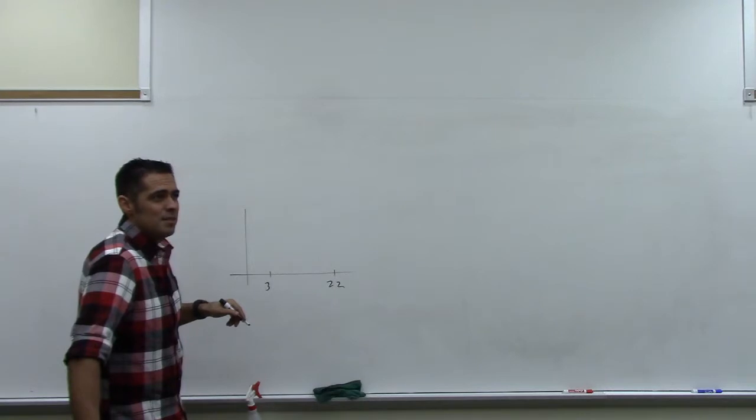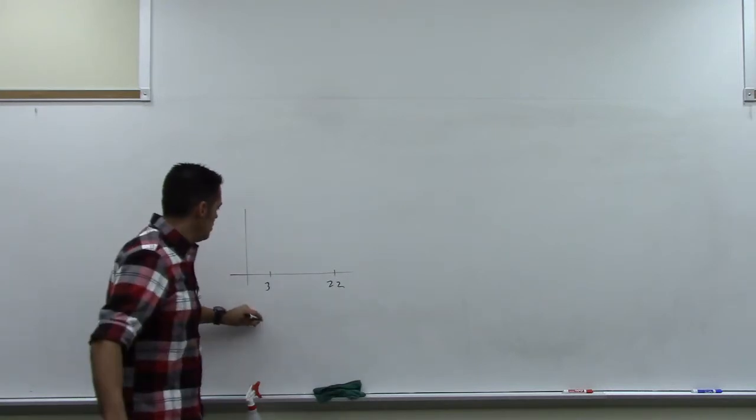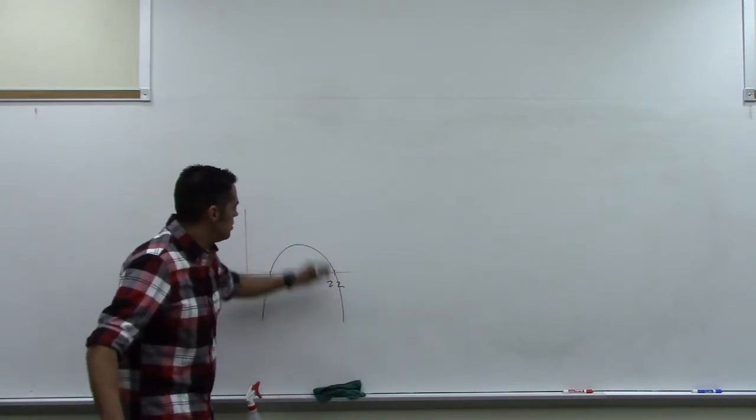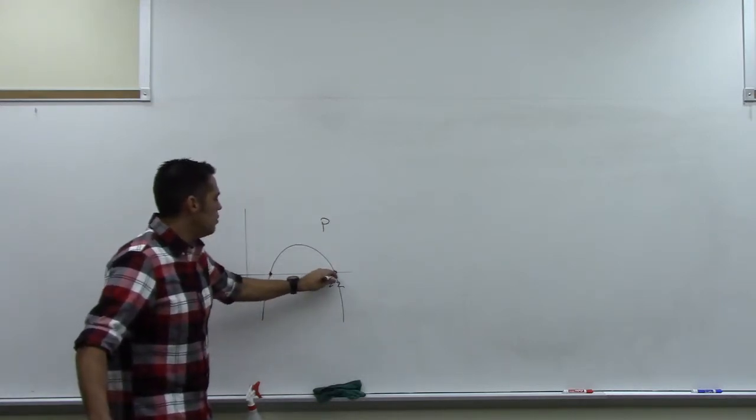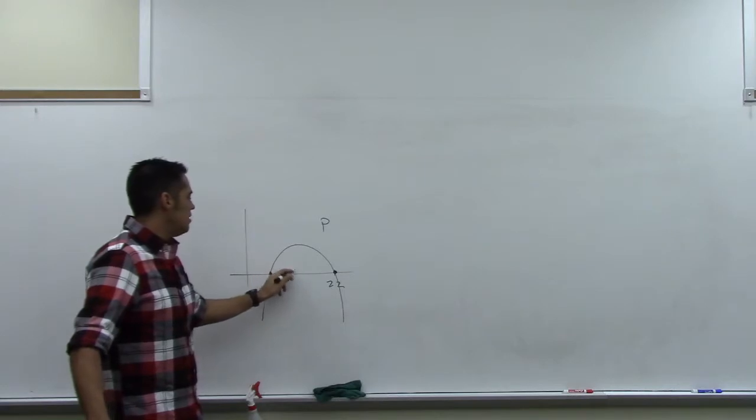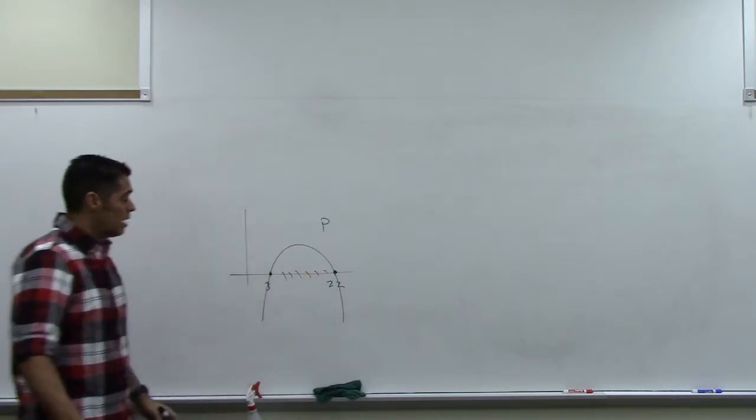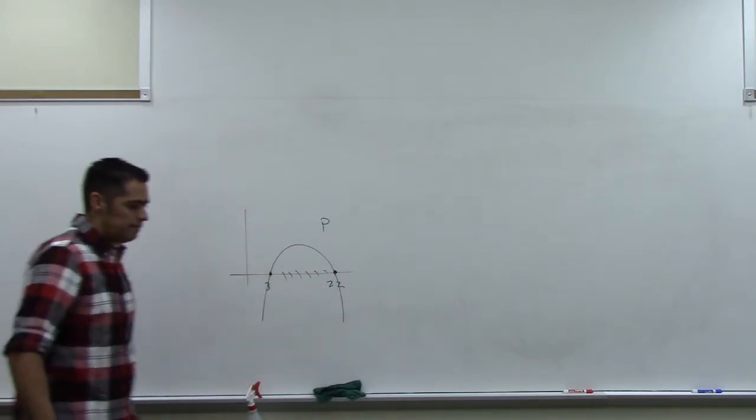It was at negative 60x squared, so we know that it opens down. So our profit function looked something like this, P. And we know that we broke even, had no profit here, no profit here. But that would mean if we sell anywhere between 3 and 22 cupcakes, we should have a positive profit.